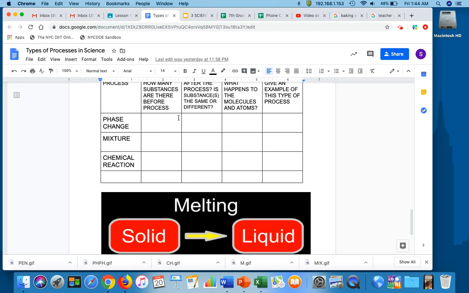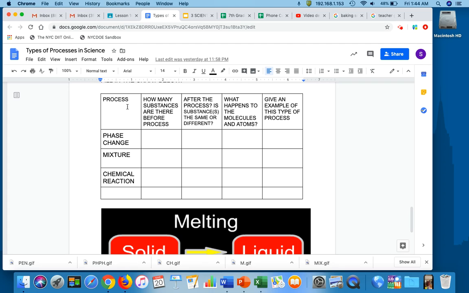I just need you to fill out the chart. So on that chart, there's your process, which is either your phase change, your mixture, or your chemical reaction. You're going to tell me how many substances there are or needed for that particular process. After the process, is the substance the same or different? You can just write same or different in one of these boxes. What happens to the molecules and atoms? Do they rearrange or do they stay the same? That's what you're going to tell us over here.